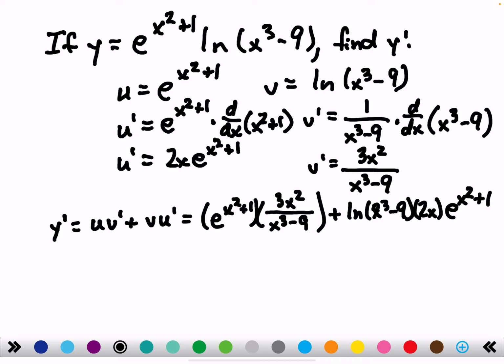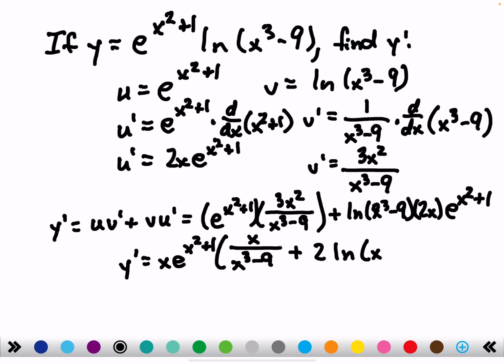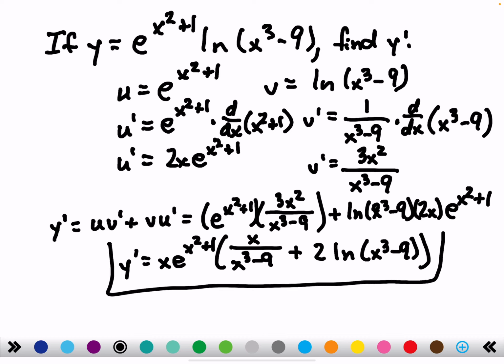Now when we look at this, we have a common factor of x and e to the x squared plus 1. So we could write a final answer as x times e to the power x squared plus 1. That would be a common factor. We can factor out of both of these, and that would leave us with x over x cubed minus 9 plus 2 natural log of the quantity x cubed minus 9. And there is our final answer.